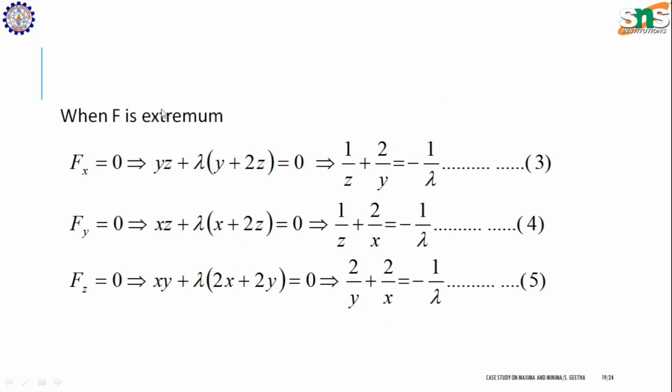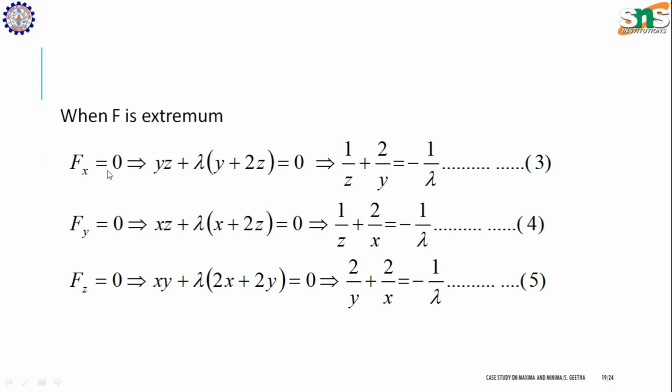When F is extremum, Fx equal to 0, Fy equal to 0, Fz equal to 0, which implies yz plus lambda into y plus 2z equal to 0, xz plus lambda into x plus 2z equal to 0, xy plus lambda into 2x plus 2y equal to 0.